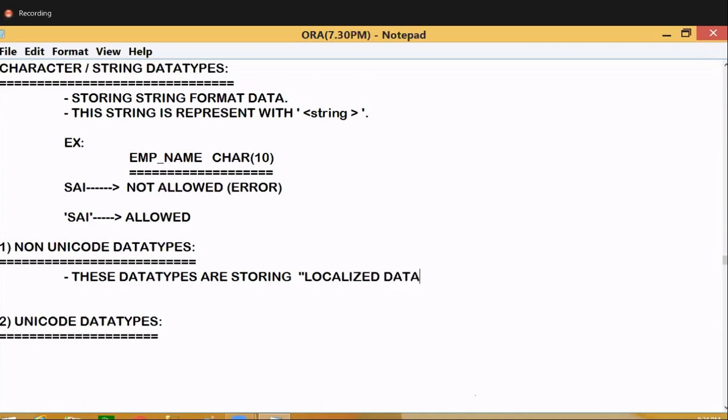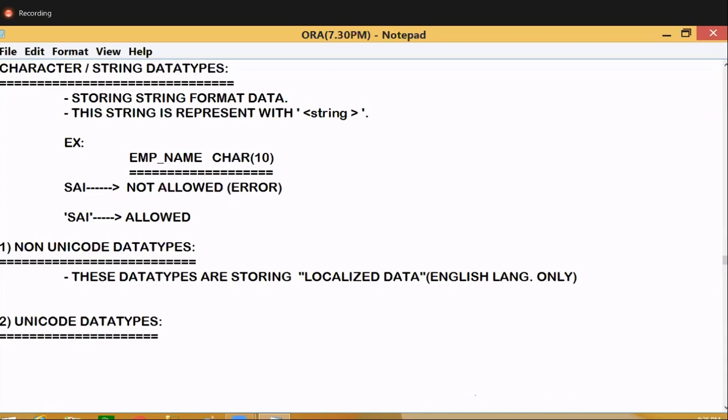Localized data means storing only English language, only English language culture is supported. Here non-uni means non-universal. So guys, all of you know, non-universal means what now?